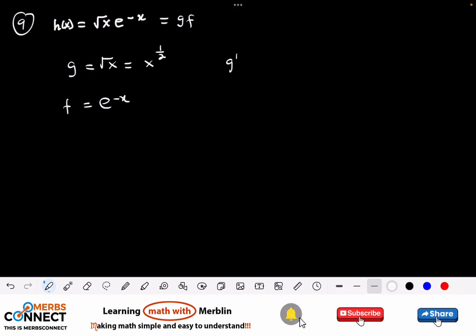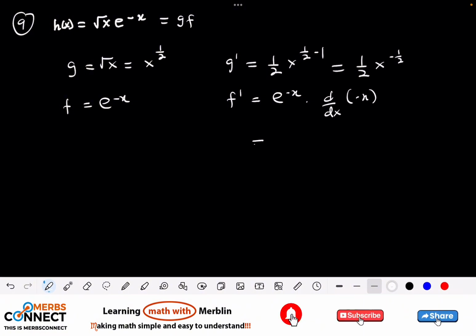So what is g prime? Power rule. 1 over 2 drops down, right? Then I maintain x to the power 1 over 2, then I subtract 1. So this is going to give us 1 over 2 minus half, right? So I showed you how to do these fractions. Then f prime will be maintain the function times the derivative of the top, so minus x, which is going to give us e to the power minus x times when I differentiate minus x, I get minus 1. So this is going to give us minus e to the power minus x.